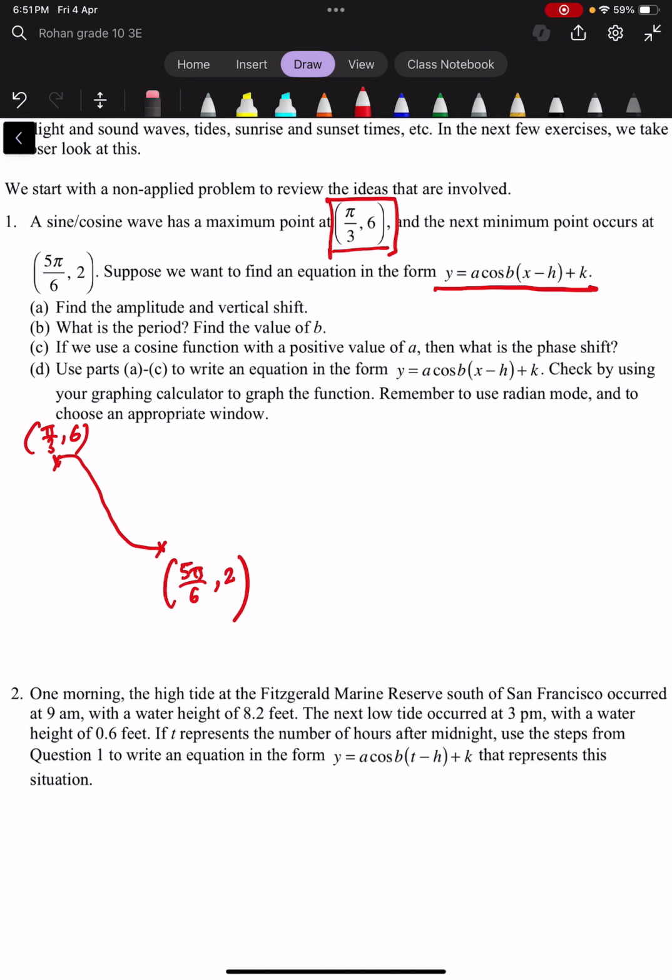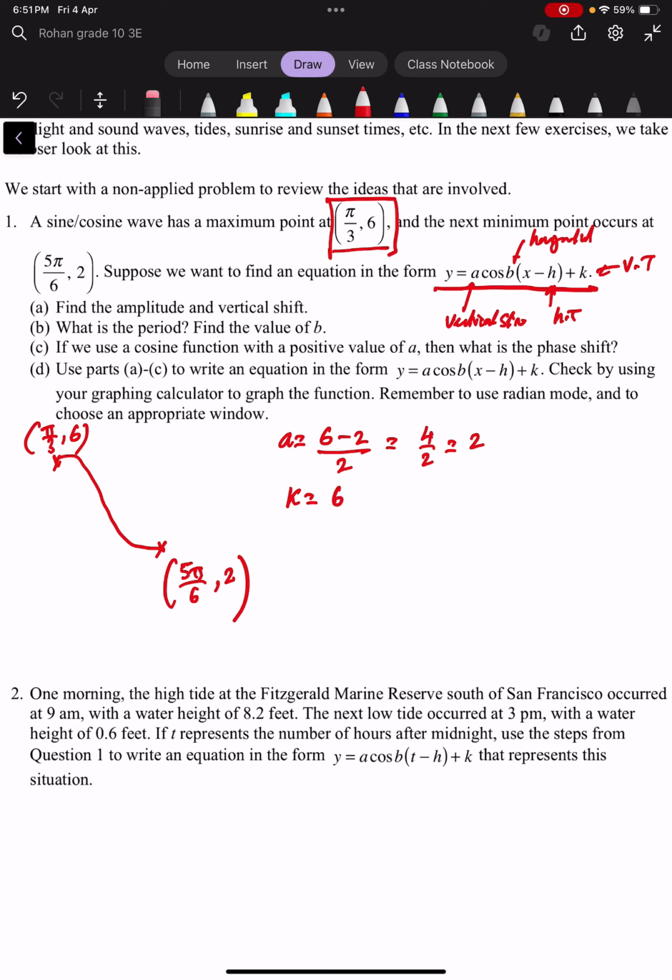Find the amplitude. Max minus min, so 6 minus 2, divided by 2. That's 4 divided by 2, so that's 2. What's your K? K is your vertical shift. This is your vertical stretch, this is your horizontal stretch, this is your horizontal translation, and this is your vertical translation. So vertical shift is your K.